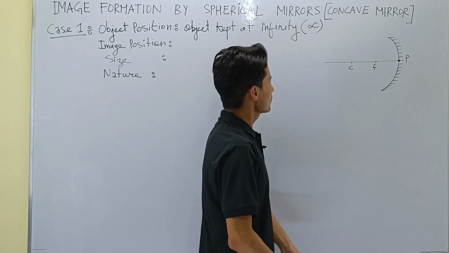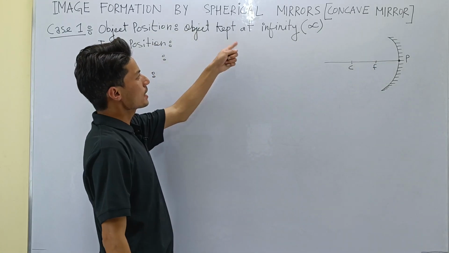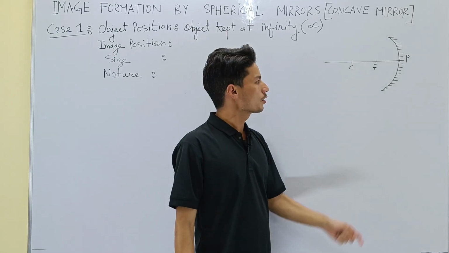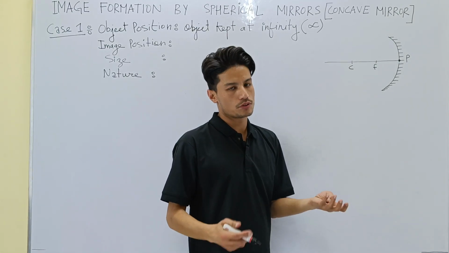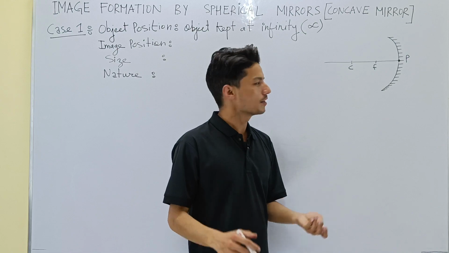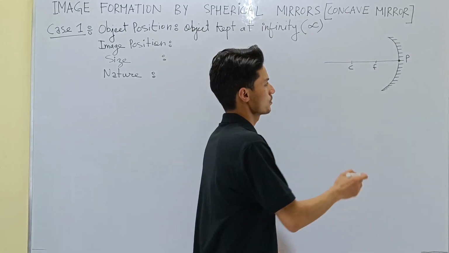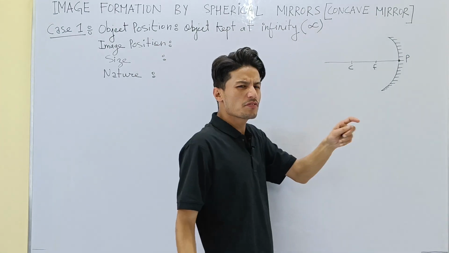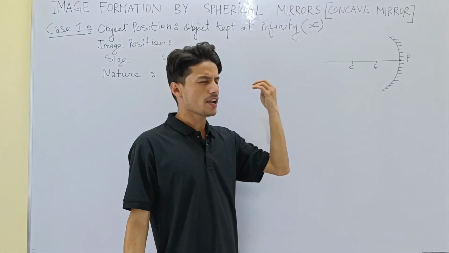All right. So in case 1, the object is kept at infinity. So here I will not be drawing the object. Very soon you will know what object we are drawing. We are drawing a very simple object. Here I cannot show you the object because the object is kept at infinity. Infinity means very far.